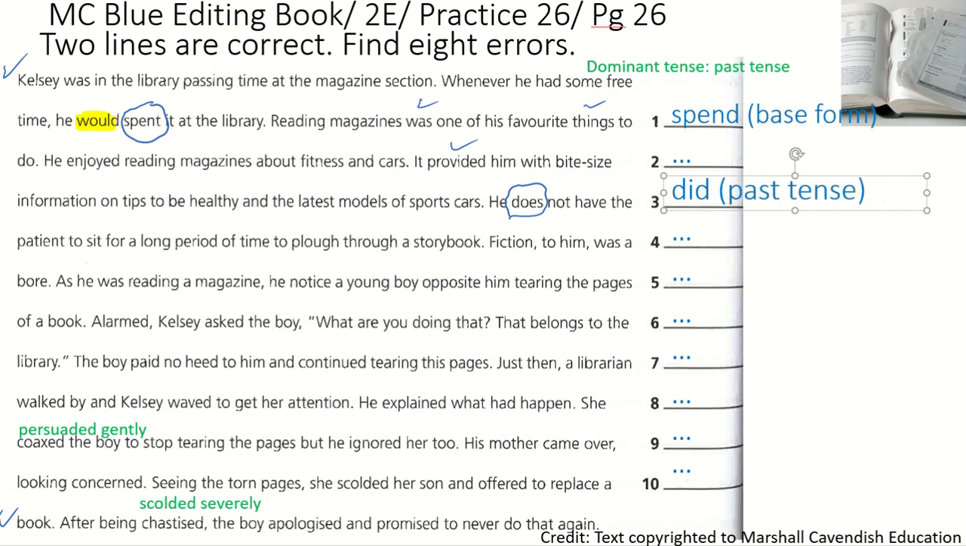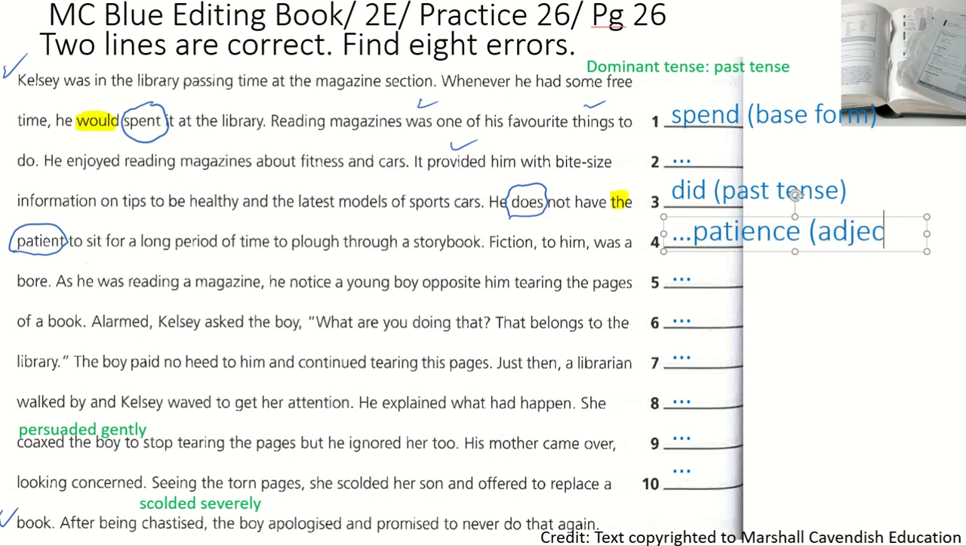Okay, continue. The patient. This patient is the person who's sick. So another thing that I noticed, the definite article. It should be patience, which is the adjective. P-A-T-I-E-N-C-E, patience, the adjective, not the noun patient. To sit for a long period of time to plow through a storybook. Fiction to him was a bore.